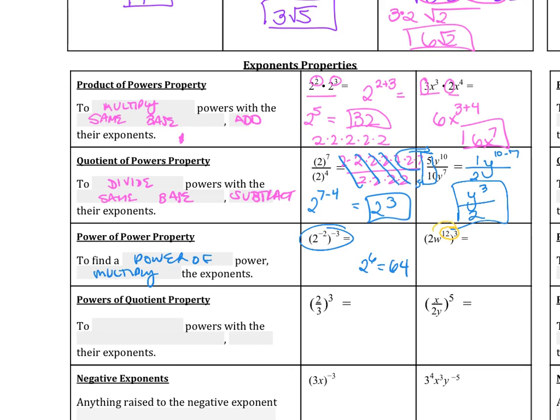But you also need to remember that that 3 belongs to that 2. So this becomes 2 to the 3rd, w to the 12 times 3. And 2 to the 3rd, that's not 6. So remember, that's 2 times 2 times 2. So that becomes 8w, and 12 times 3 is 36. So 8w to the 36.